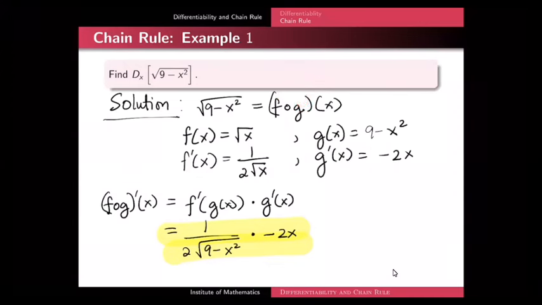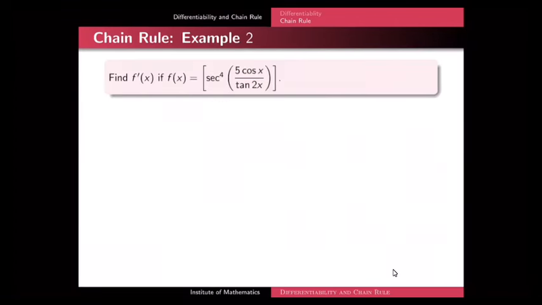So what you're going to do is to simply first get the derivative of the outer function. And then after doing that, you go to the next inner function. Okay, so to illustrate that, let's have this second example. So suppose we want to find f prime given that f of x is equal to secant to the 4 of 5 cosine x over tangent 2x. Okay, so let's see.